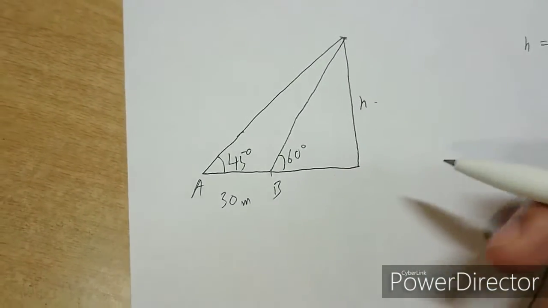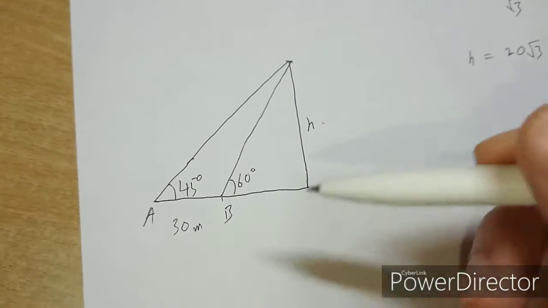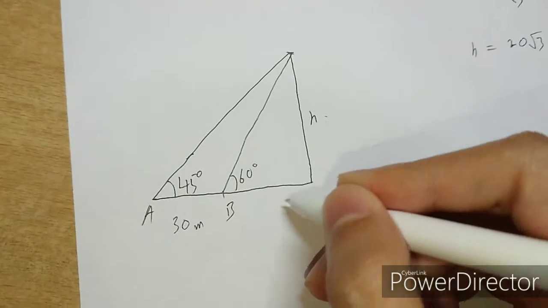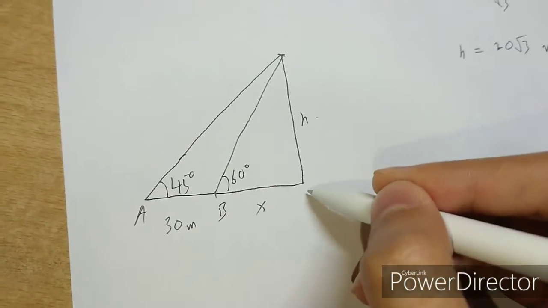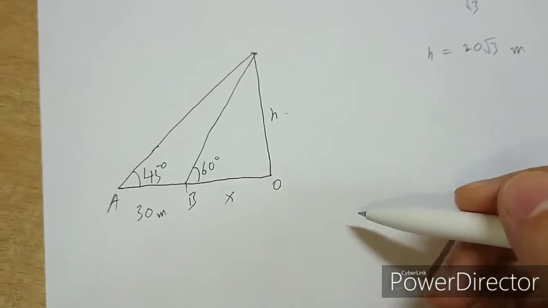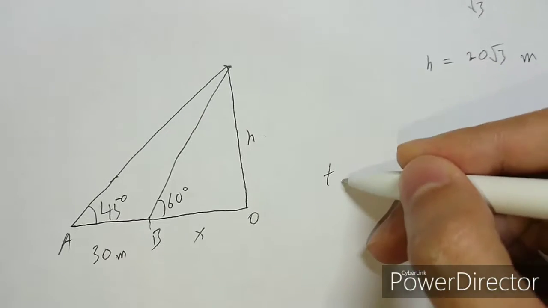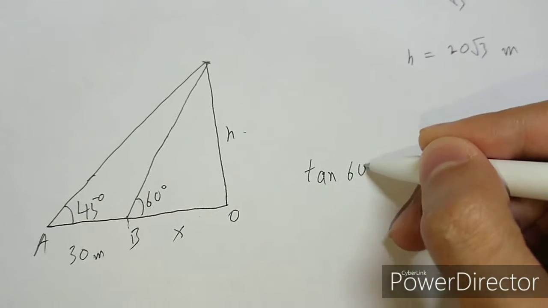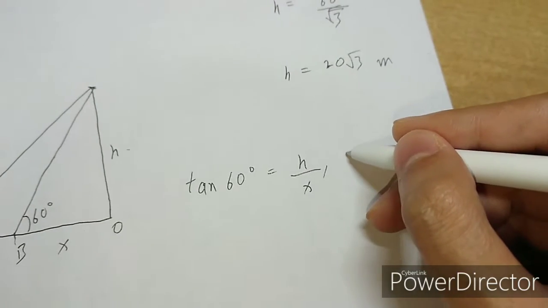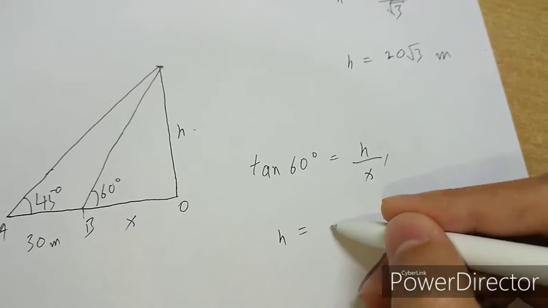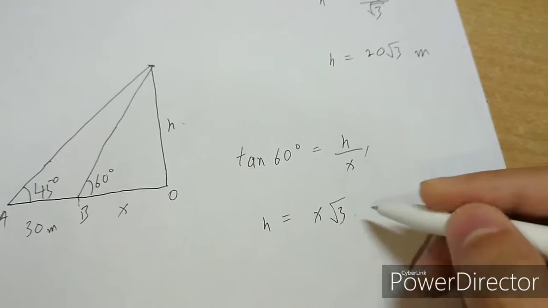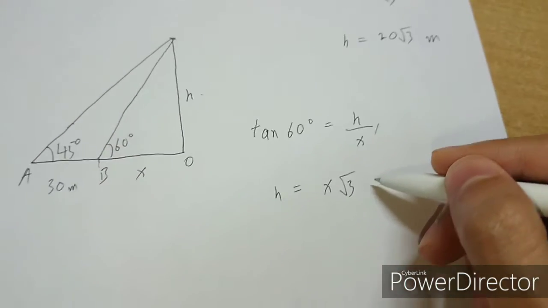There are several ways to solve it, but I'm going to do it the traditional way. Let's first mark this distance BO, from the foot of the tower to the point B, as x. Now I can write the tangent of 60 degrees, it will be h over x. Then h will be x times the tangent of 60, which is square root 3. h will be x times root 3 meters.